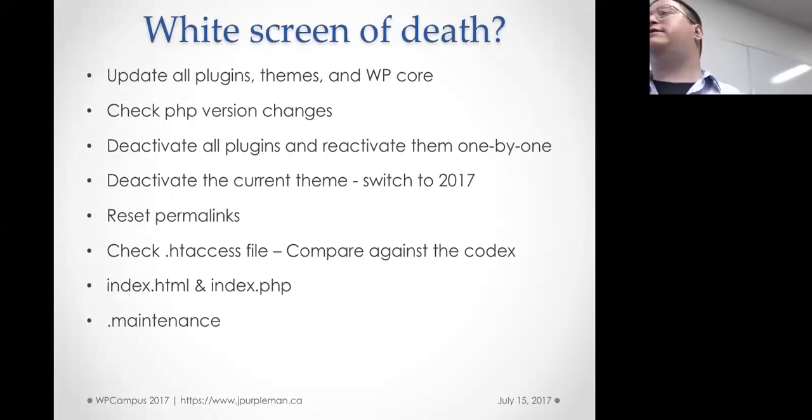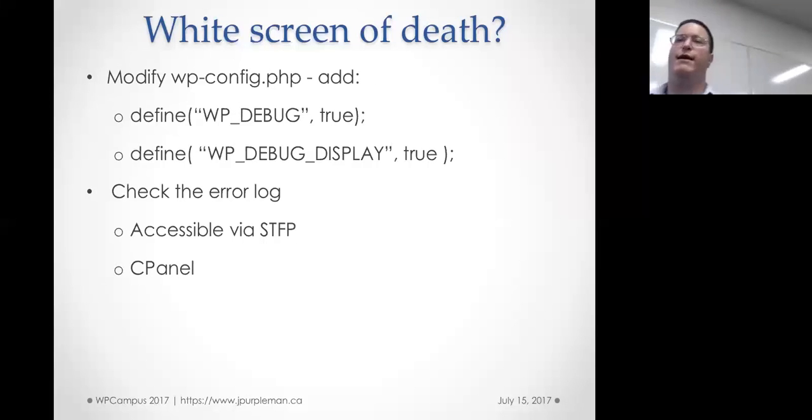And also .maintenance. When you do WordPress updates, there's a maintenance file that's created and then deleted. So that might still be left over from a bad update. That might cause you grief. Now, to see the errors in your wp-config, you can add in WP_DEBUG. So you can set it to true, set the display to true, and you will see those errors, which at that point will give you an idea of what plugin is causing problems or what is really the issue. If you can't do that, or there's still an issue doing that, you can also access the error logs via SFTP or through cPanel.